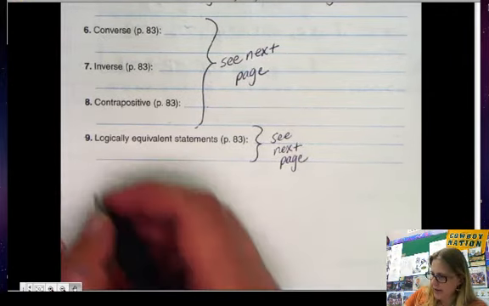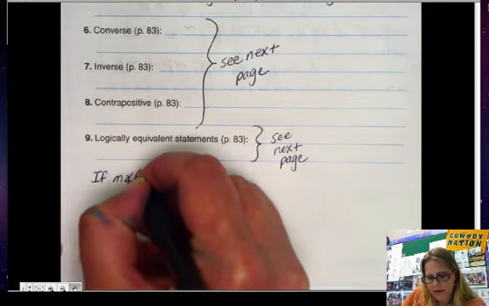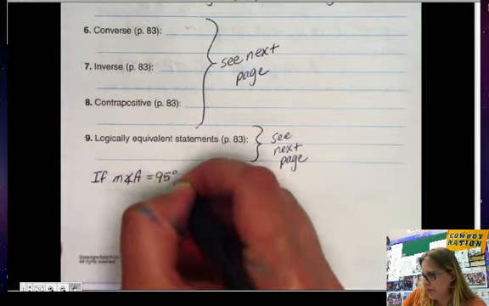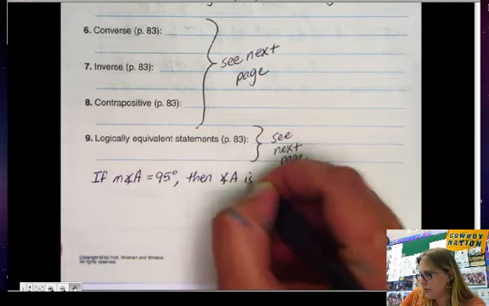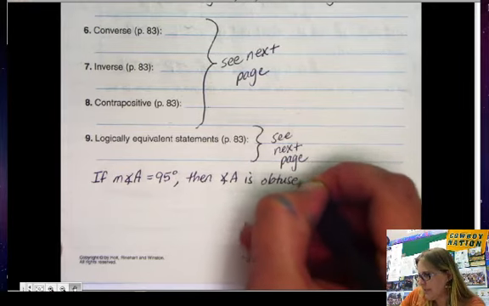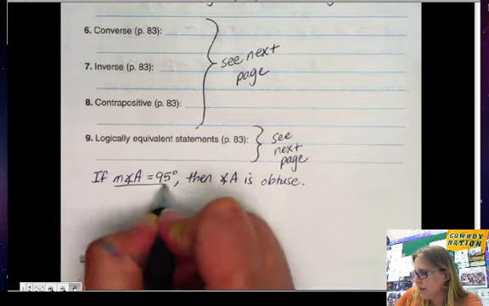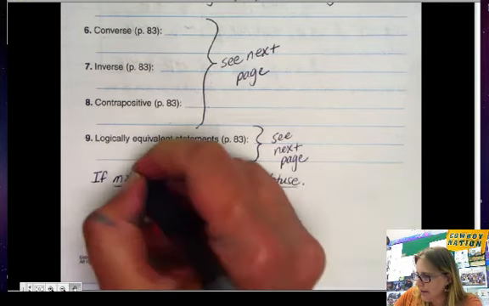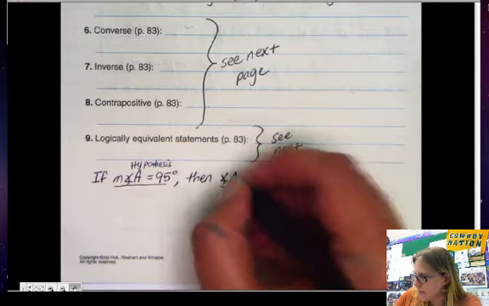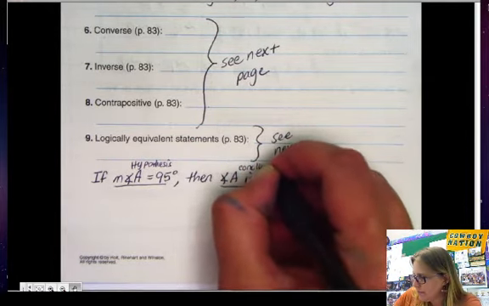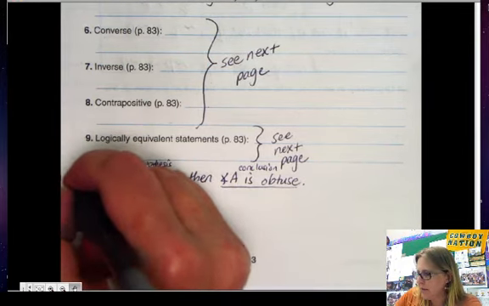If the measure of angle A equals 95 degrees, then angle A is obtuse. That's my conditional statement. That's if P, then Q. Here's my P, this is my hypothesis, and this is my conclusion. And that is my conditional statement, my P arrow Q statement.